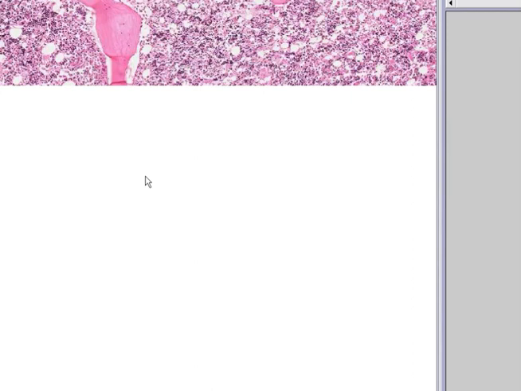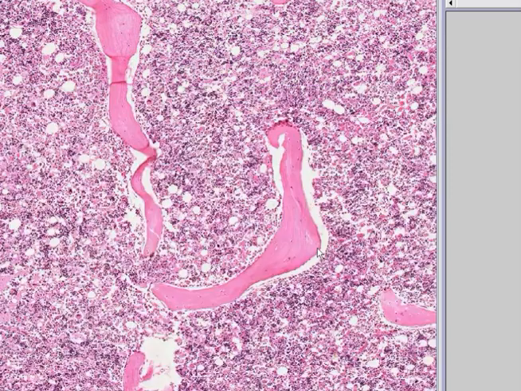Because if you remember, these things here are bone spicules, aren't they? And if you look closely, they have these little osteoblasts rimming them on the outside of the spicule. And once they are trapped up inside the bone, they are then osteocytes. But look, more importantly, between these spicules, you see a lot of cells. And I don't think I'd have a hard time convincing any of you that this is a bone marrow.